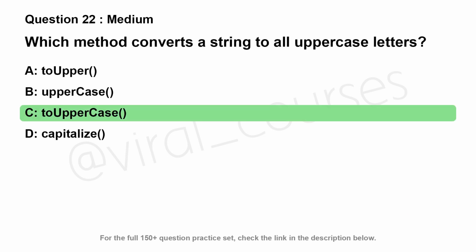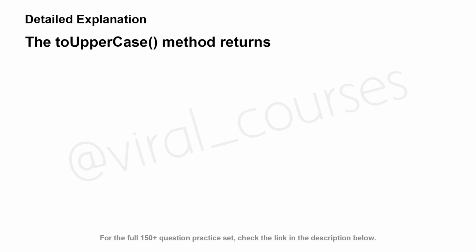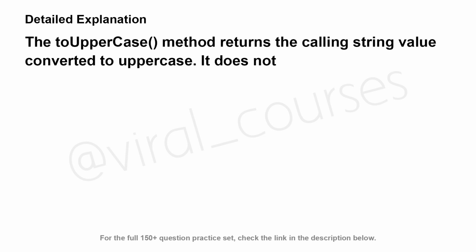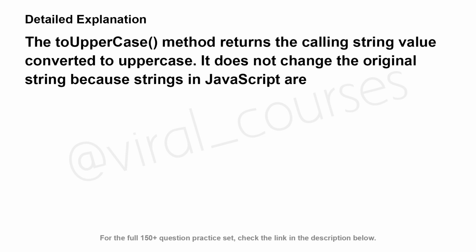The correct answer is C. The toUpperCase method returns the calling string value converted to uppercase. It does not change the original string because strings in JavaScript are immutable. It returns a new string.